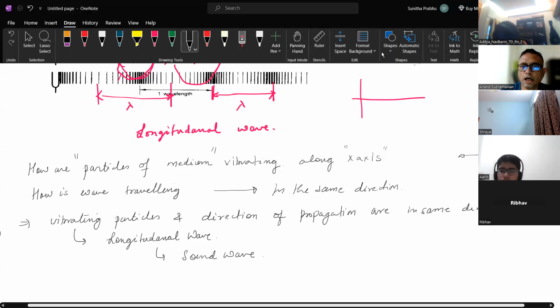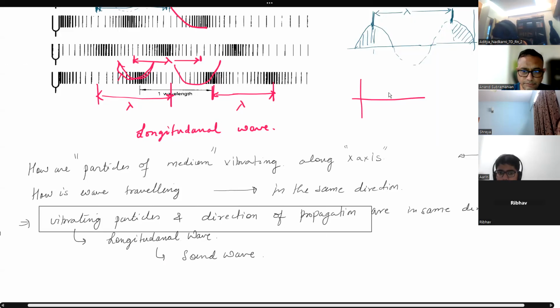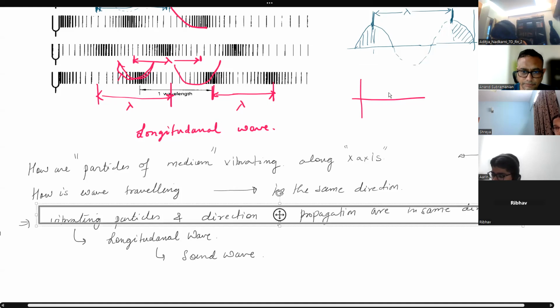So Shreya, what is a longitudinal wave? Sir, the vibrating particles and the direction of propagation are in the same direction. First class. Whenever you have an energy transfer in which the particles of the medium and the direction of propagation both happen along the same direction, in this case the x-axis, such waves are called longitudinal waves. An example of a longitudinal wave is our sound wave, which we are talking about.